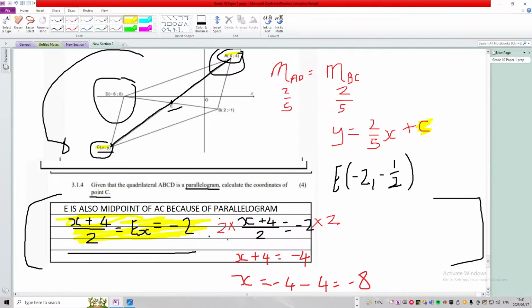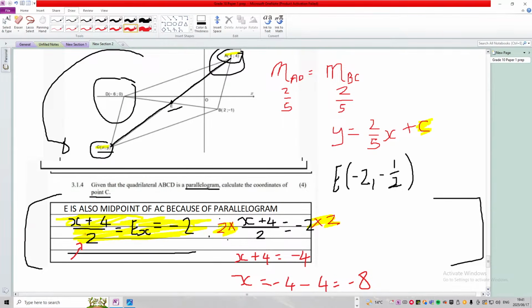Since I'm doing this midpoint here, I have to multiply by 2 to solve for x. That's what I'm doing. I can't do anything else, I can't divide by 2. The only reason I'm dividing by 2 over here is because it forms part of the midpoint equation.